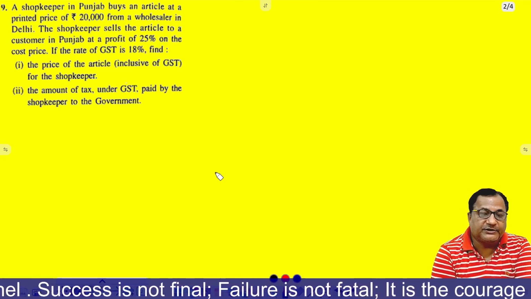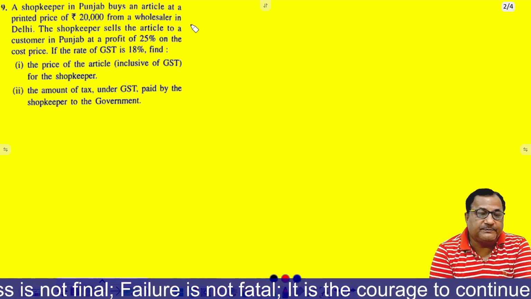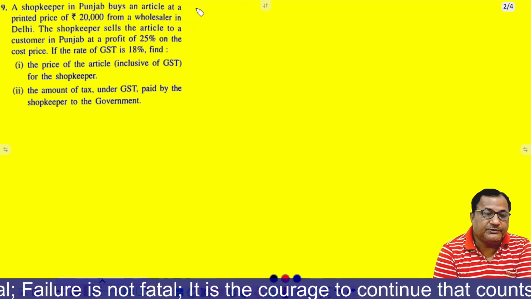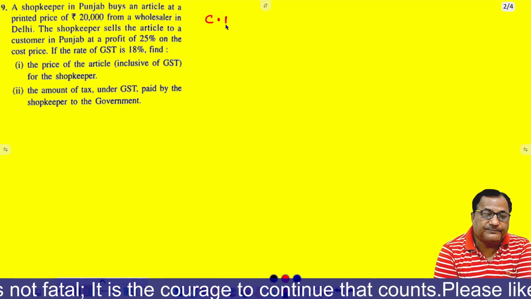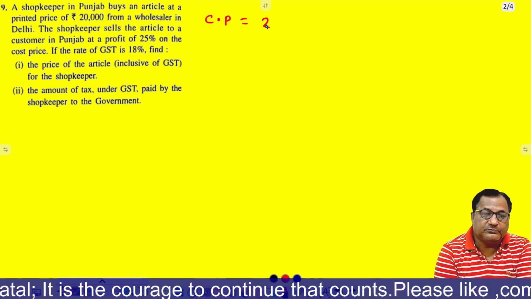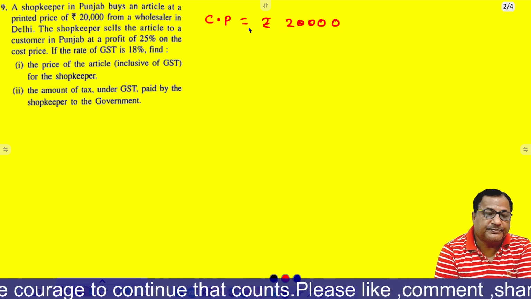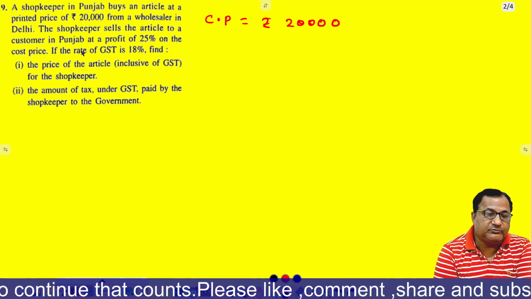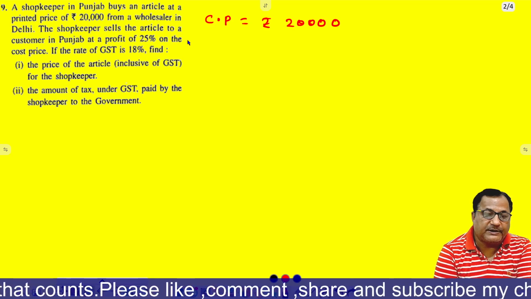The question is, a shopkeeper in Punjab buys an article at a printed price of rupees 20,000, meaning cost price is equal to rupees 20,000, from a wholesaler in Delhi. The shopkeeper sells the article to a customer in Punjab at a profit of 25%.